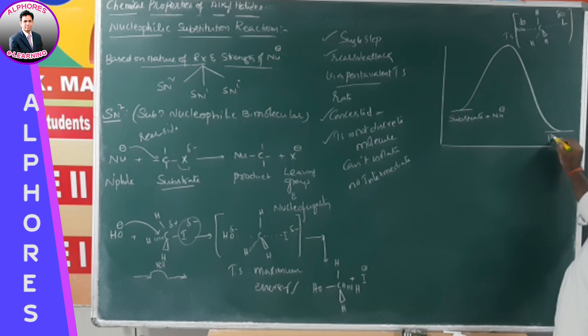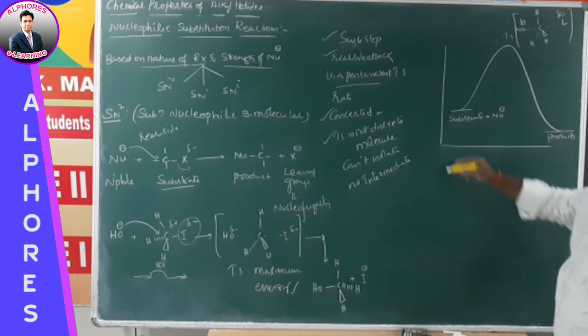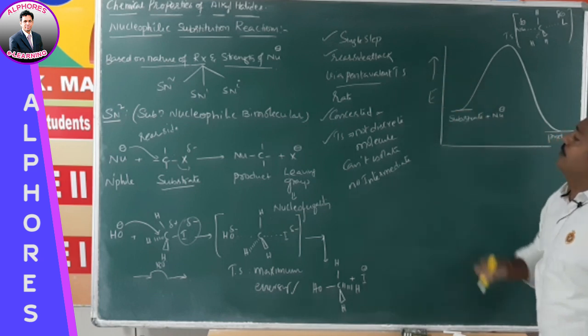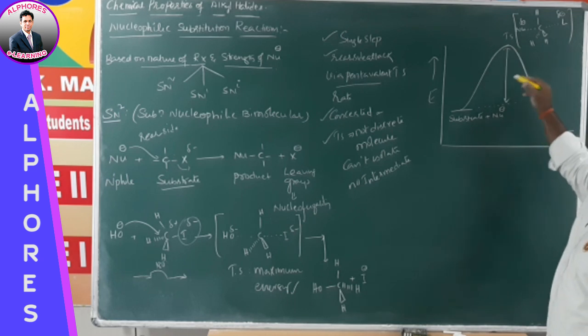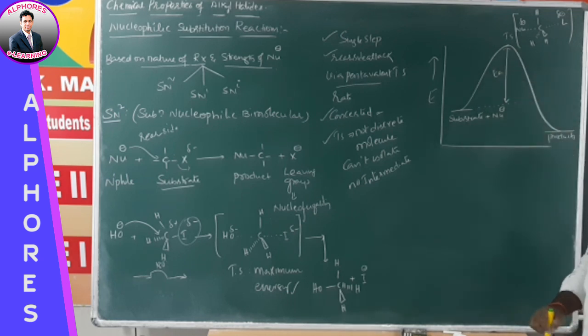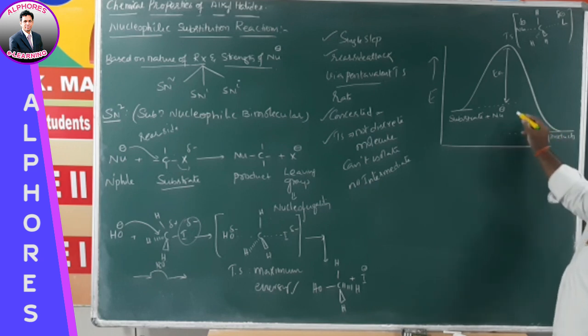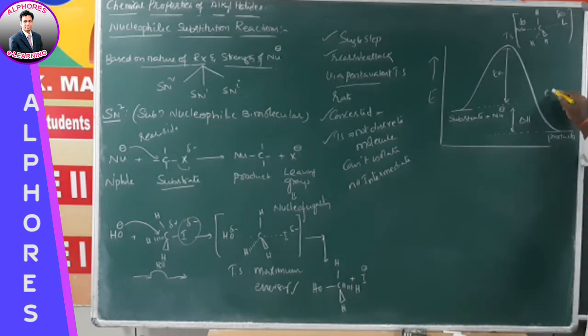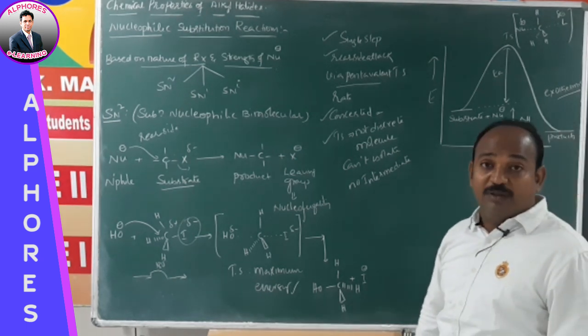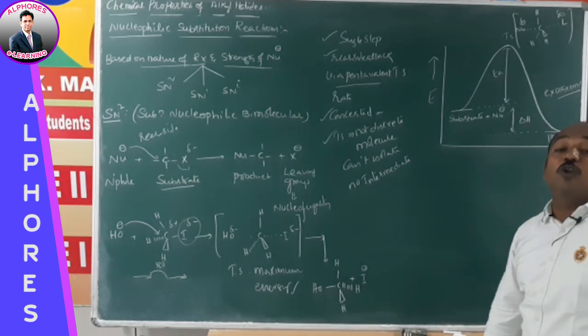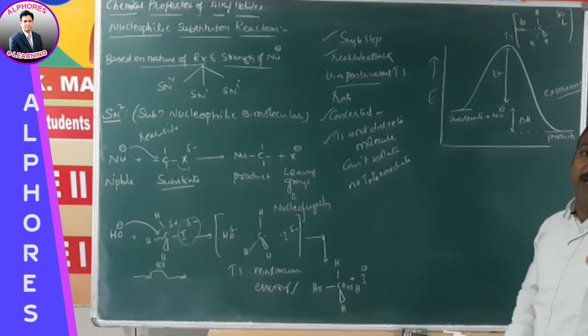This is the energy of products. Now this is what we call activation energy, and this is nothing but delta H. Since the product's energy is less than the reactant's energy, we can say this reaction is exothermic. So how, sir? Because a strong nucleophile displaces a weak nucleophile, that is exothermic.